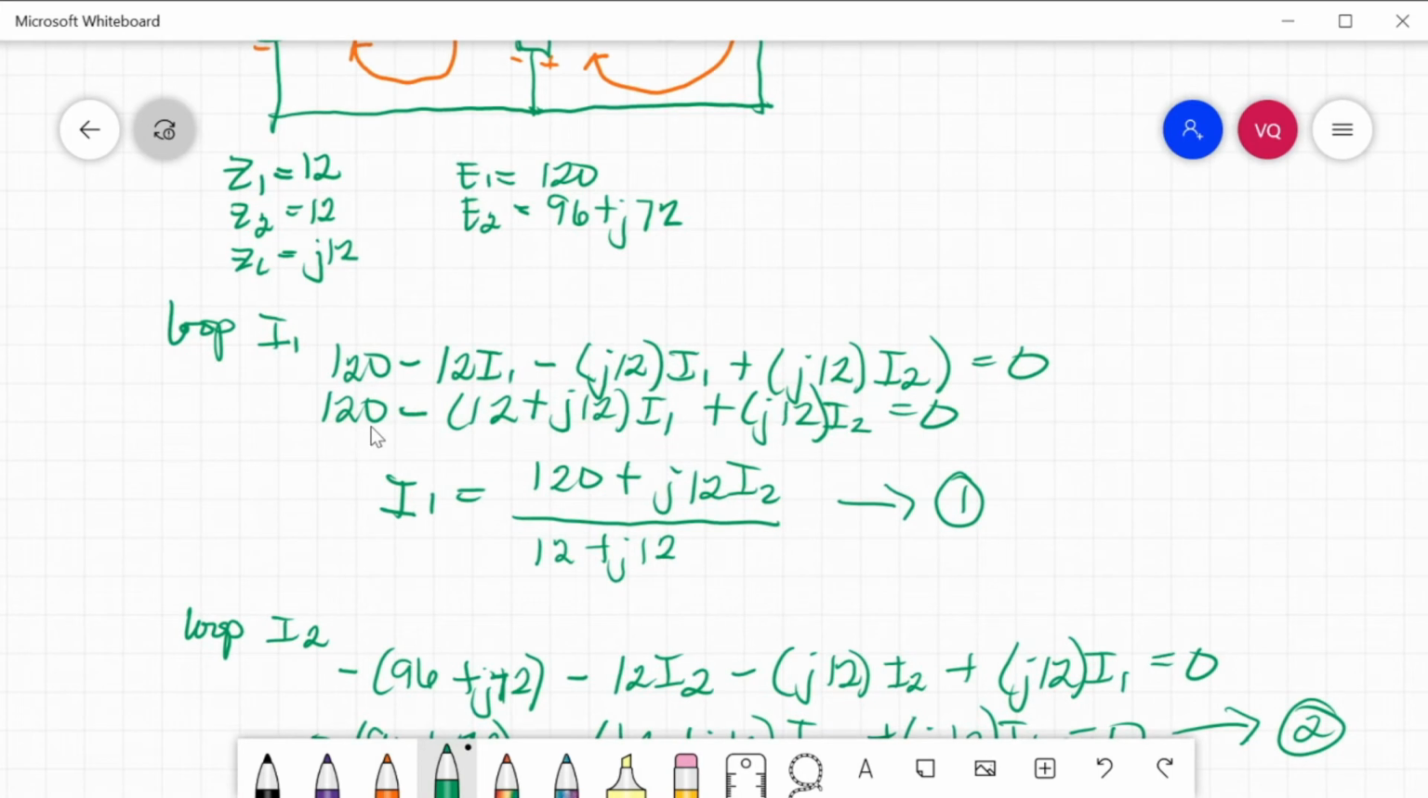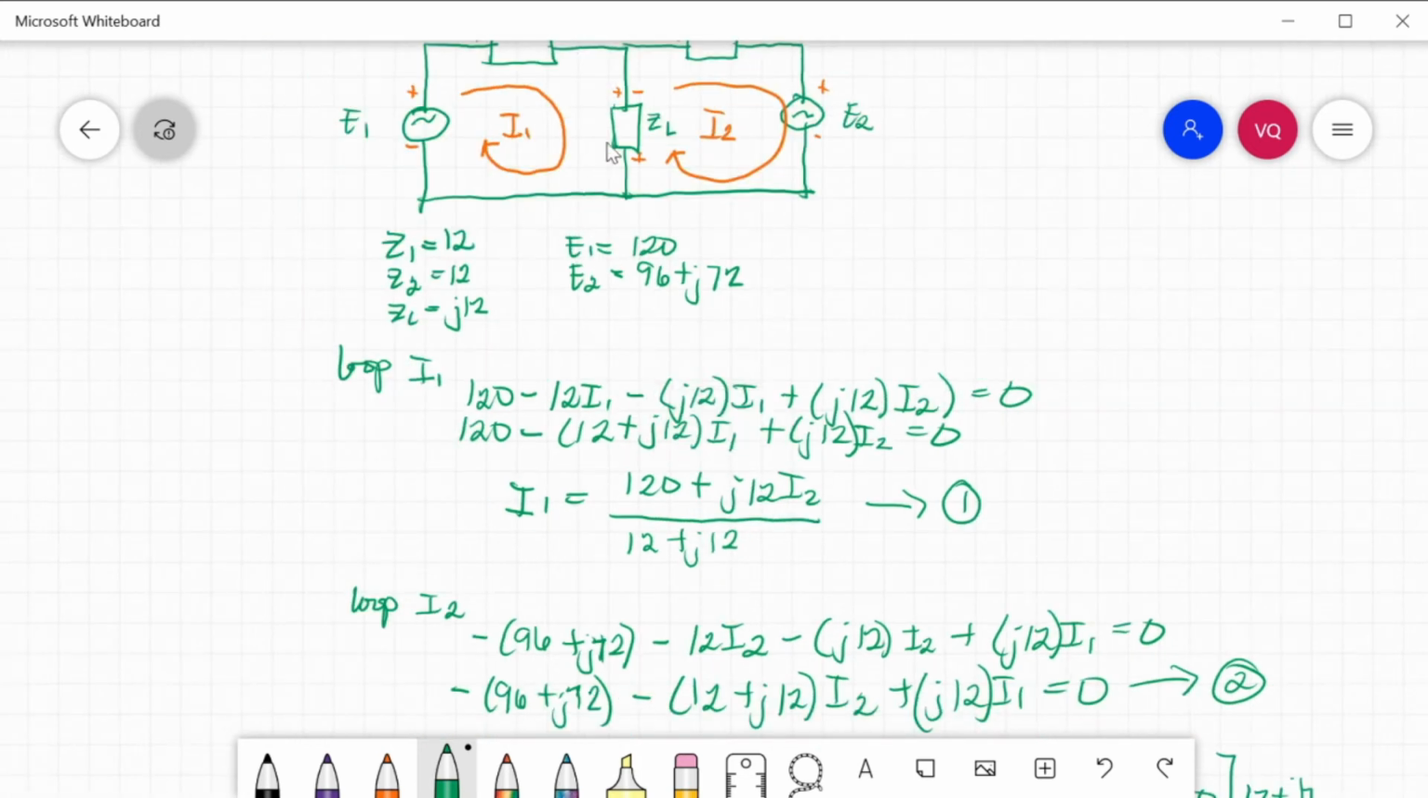So 120 minus (12 plus j12) I1 plus j12 I2 is equal to 0. We will get I1, which is (120 plus j12 I2) divided by (12 plus j12). That is our equation 1.